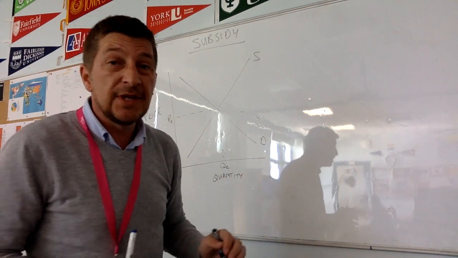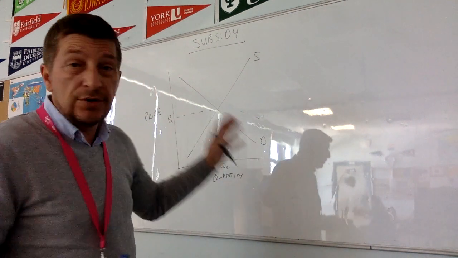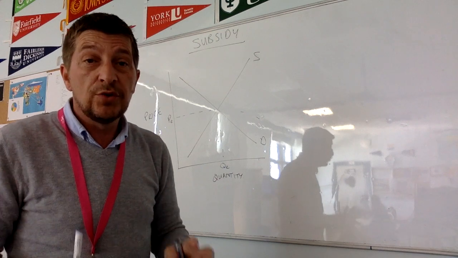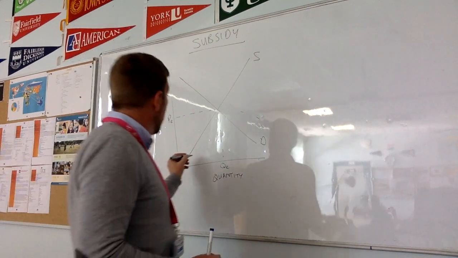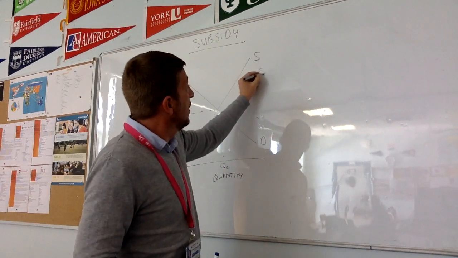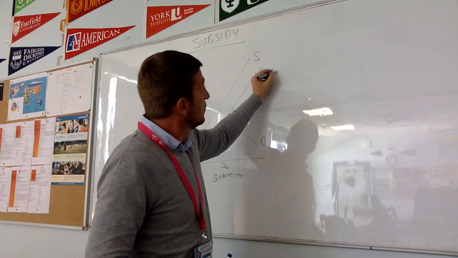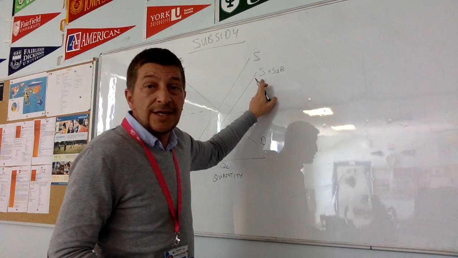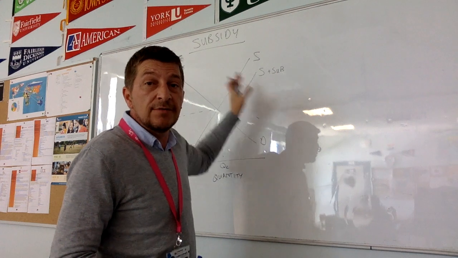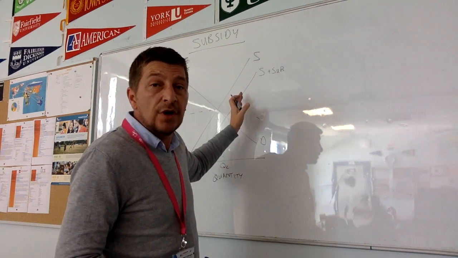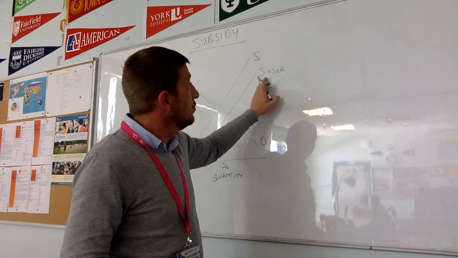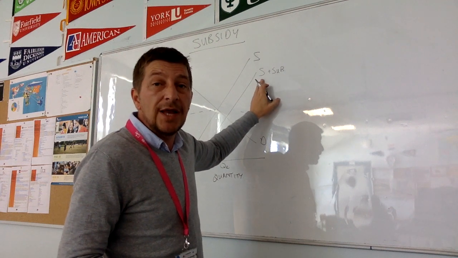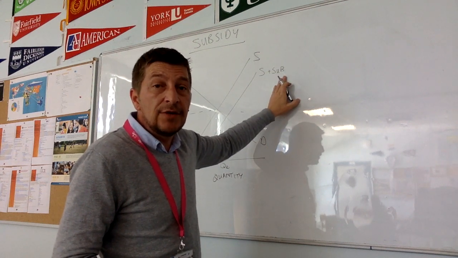So let's add a subsidy here. What we're trying to do, we're trying to reduce the cost of production to a supplier. So we add a subsidy line there, plus subsidy. Sometimes it says S minus subsidy, because obviously we're taking away some of the costs for those suppliers. As long as you recognize that it's the supply line with the subsidy included.